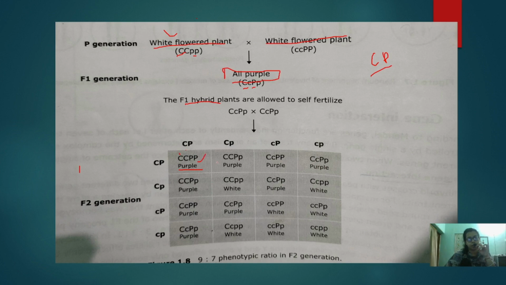Here also, as a result, you can count 1, 2, 3, 4, 5, 6, 7, 8 and 9. By this you can know what is 9. Why is it white in color here? Because only capital C is present, that's why it is white. So if you count all this, this is 9, so we got the ratio 9:7.